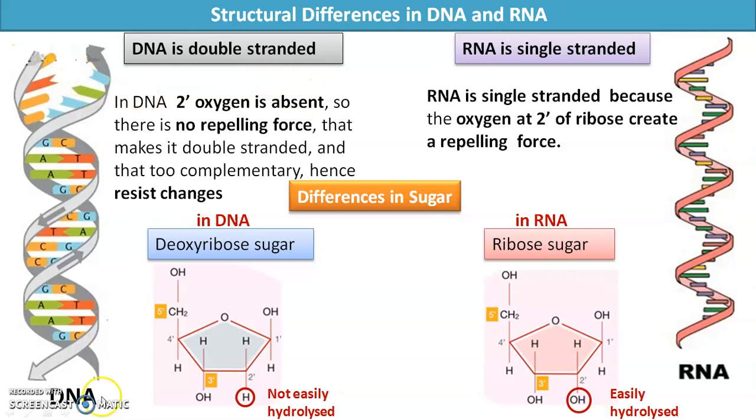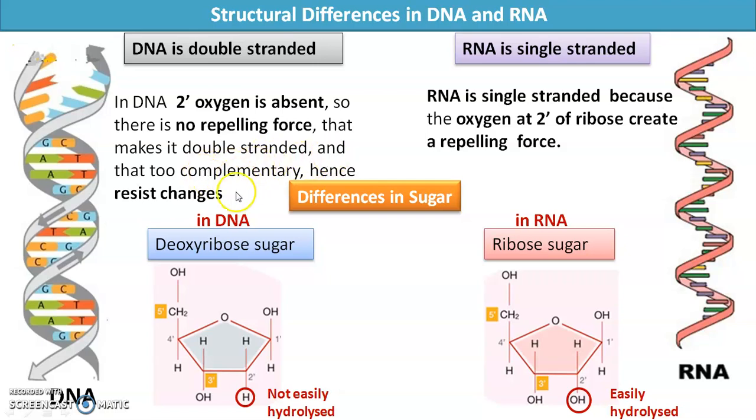As we know, DNA is double-stranded and RNA is single-stranded. Why is RNA single-stranded? It is because of the oxygen at the 2' of the ribose sugar, which creates a repelling force that does not allow that bond formation between two bases, keeping it as a single-stranded molecule. Whereas in DNA, the 2' oxygen is absent. We have learned this in the structural differences earlier. So there is no repelling force that makes it a double-stranded structure.